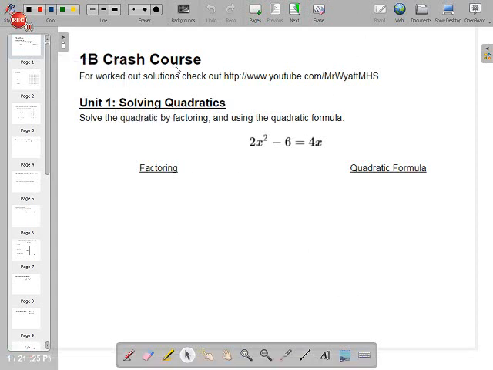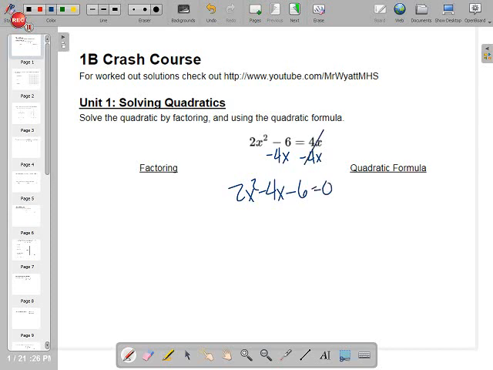Alrighty, ladies and gentlemen, we're going to start off with some solving quadratics. This is what we did way back in January. When you're going to solve a quadratic, you want to convert it to standard form. So for both of these problems, the first thing I need to do is move everything to one side and figure out when that thing equals 0.